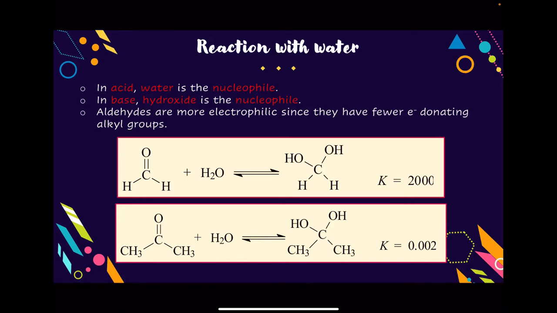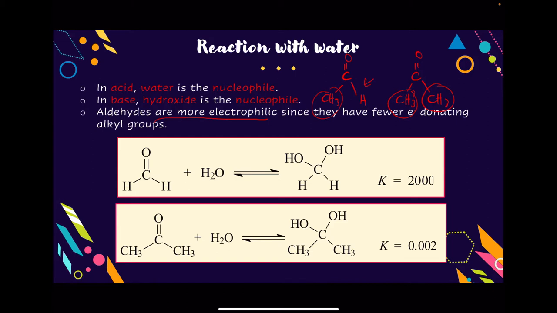In the reaction, aldehydes are more electrophilic since they have fewer electron-donating alkyl groups. What is the electron-donating alkyl group? Let's see. So this is the aldehyde, and then this is the ketone. So it means that the ketone contains more alkyl groups compared to the aldehyde. That's why this aldehyde is more favorable in this reaction.